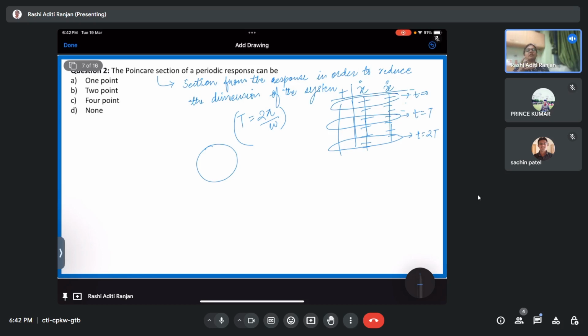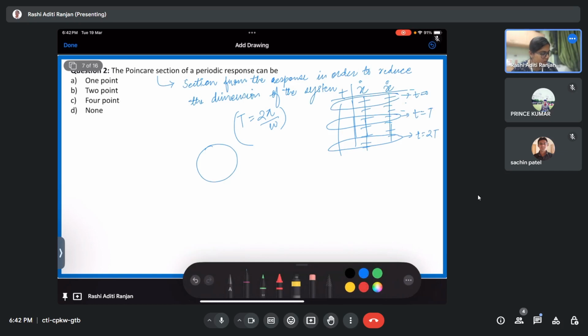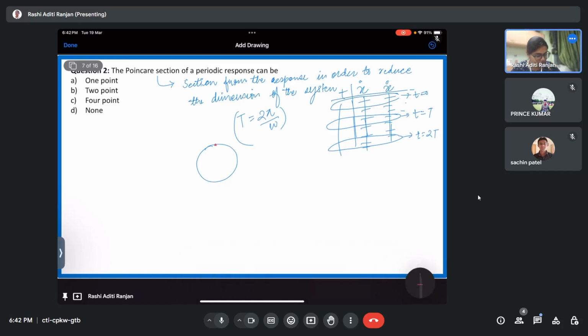So if I have T equals 2 pi by omega, and I see that for a periodic response, if I try to plot a Poincare section, it is going to be a point, just a point. Here, like this. This is here my Poincare section. How? Because see, at t equals 0, this is where the system was, right? After one time period, what is going to happen? It is going to go like this, and it is going to be at that point only, isn't it?